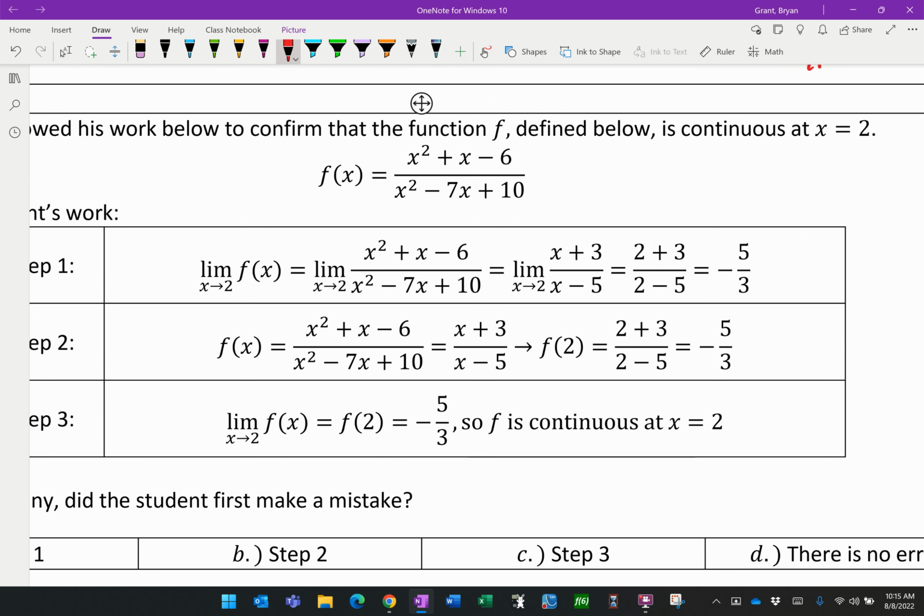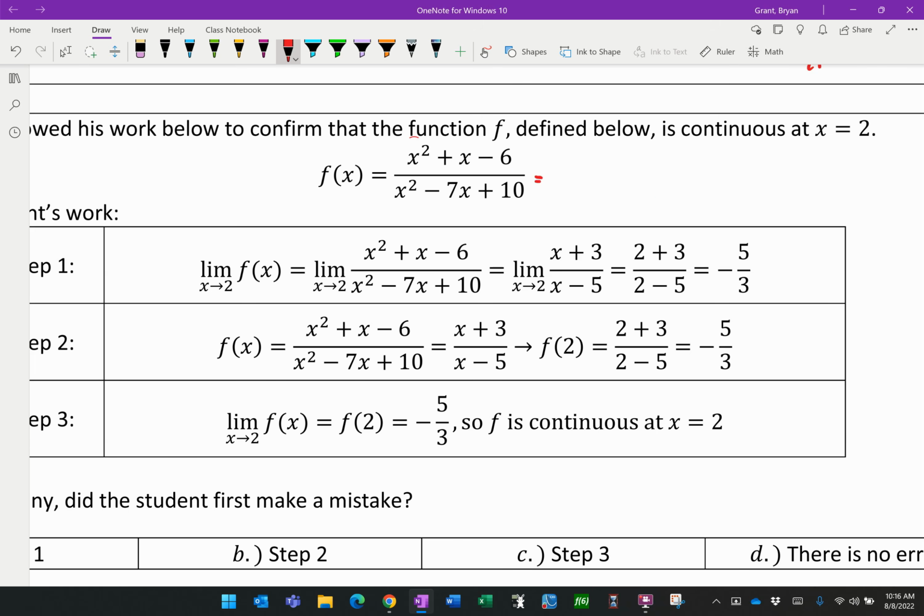Everything looks good. I think you might notice if you substitute 2 in here, this is 4 plus 2, which is 6. 6 minus 6 is 0 on the top. If you substitute 2 in the bottom, 4 plus 10 is 14. Minus 7 times 2 minus 14 is also 0. 0 over 0 case. So we can't say that this limit equals 0 over 0. That's incorrect. But what we can do with limits is simplify it down.